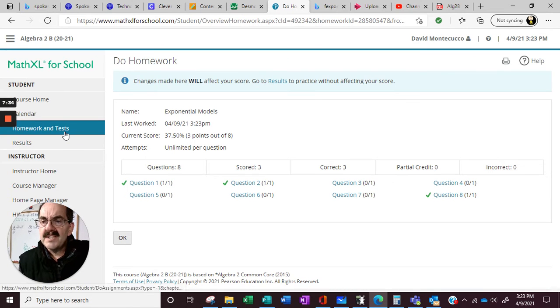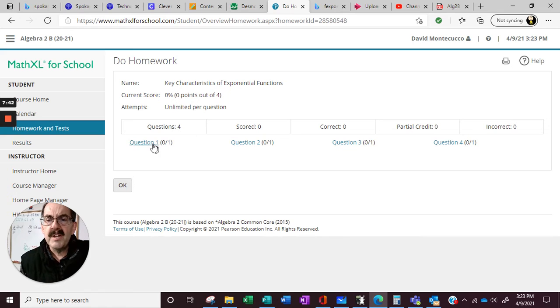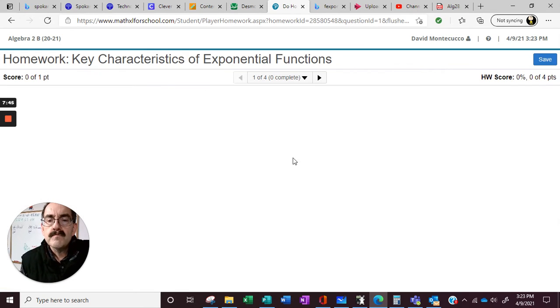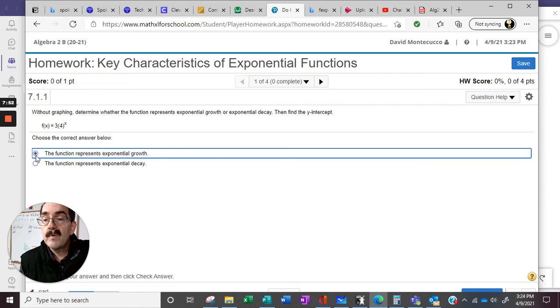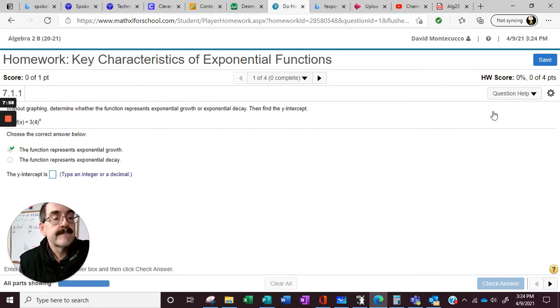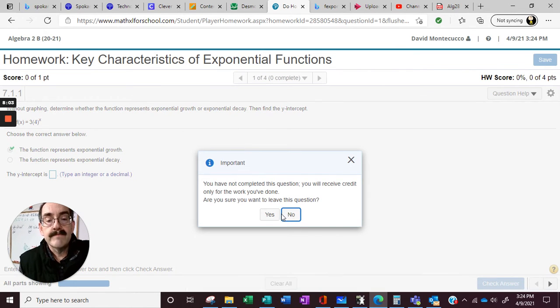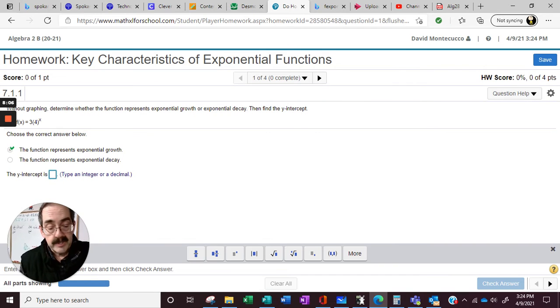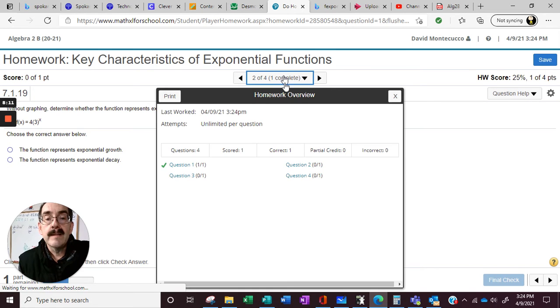Let's just check our next assignment real quick. Exponential models, key characteristics of exponential functions. It's a growth because 4 is bigger than 1. Growth. And let's go to the last one. Sorry, the y-intercept is 3, the start value. And the last problem.